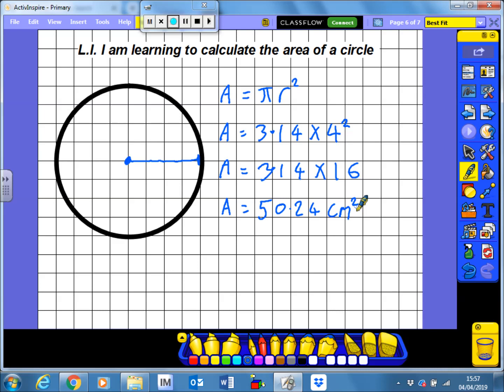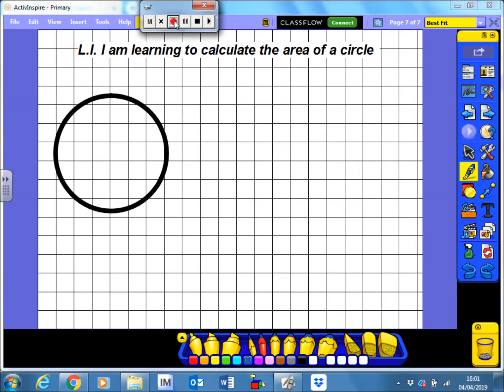Now, just a word of warning, because I've not used pi properly, because I've only used 3.14, my answer is not exact in this case. If I do this on a calculator with a pi button on it, I get 50.265, and several other digits after that. So rounding pi like this gives us a slightly inaccurate answer, but for the purposes of this, it's close enough for us to have a reasonable estimate. In this final example then, we've got a slightly smaller circle.